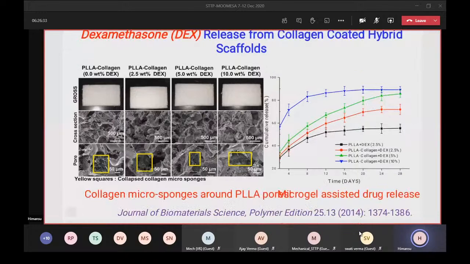If you can see the sponges in the initial part, on the first extreme left, in the pores you can see a very nice sponge deposited over it. These sponges are from the collagen, a thin collagen layer. We call it a collagen microgel, or micro sponge, around the PLLA pore. This is very important, to have microgel assisted drug release.